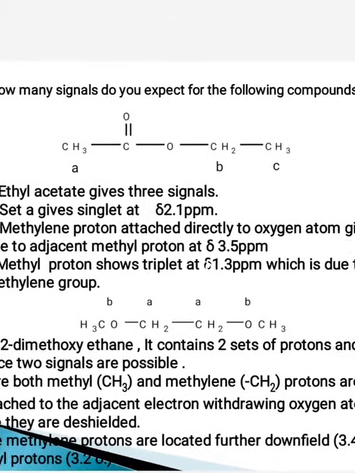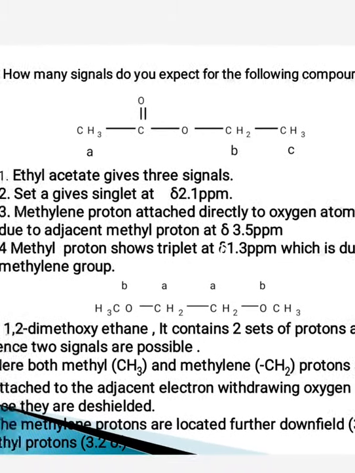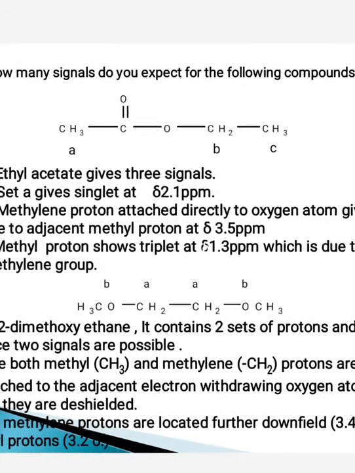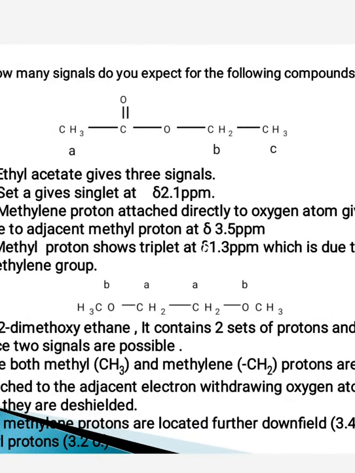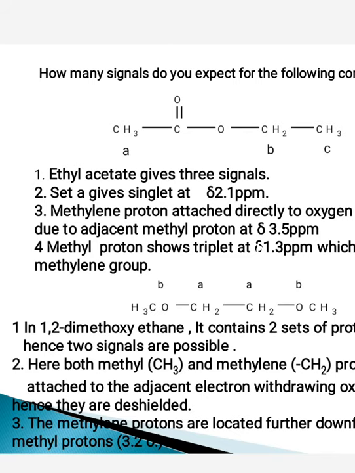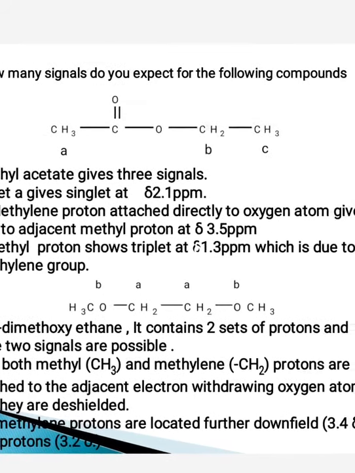In this compound there are three sets of protons A, B and C. Set A gives singlet at del 2.1 ppm, while the methyl proton is directly linked to the oxygen atom, and hence the peak for this methyl proton is deshielded, with multiplicity of quartet at 3.5 ppm. And for C set of protons we get triplet at del 1.3 ppm.